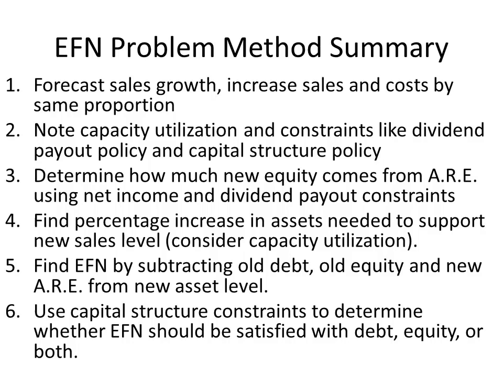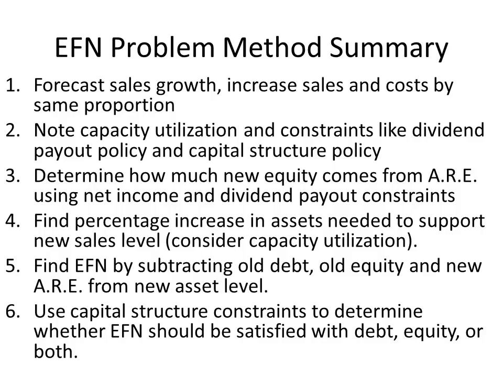Second, we need to note capacity utilization and constraints like dividend payout policy and capital structure policy. These statements will say things like, we are currently utilizing 90% of our capacity. You must maintain a constant dividend policy, or you must maintain a constant dividend payout ratio. And for capital structure, it might say something like you must maintain a constant debt to equity ratio. These are all important things to note.